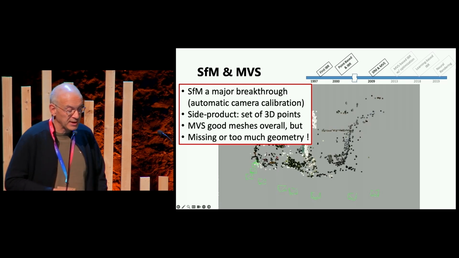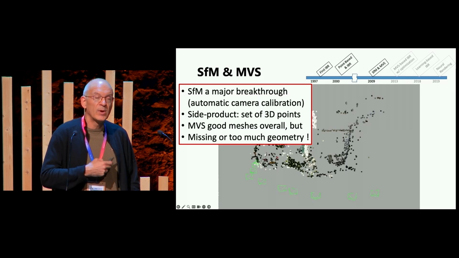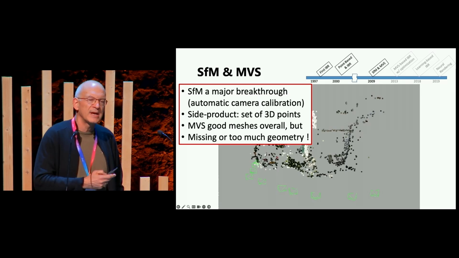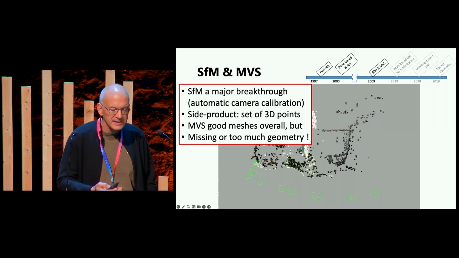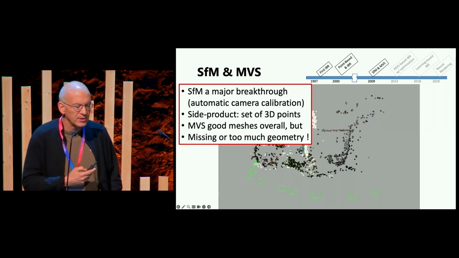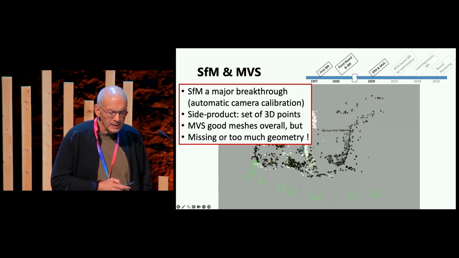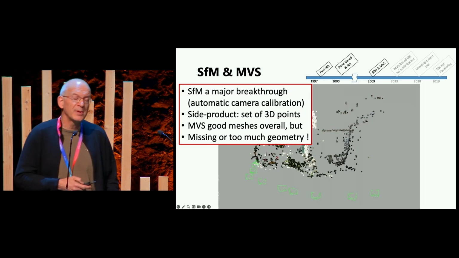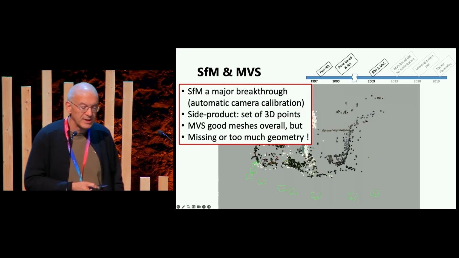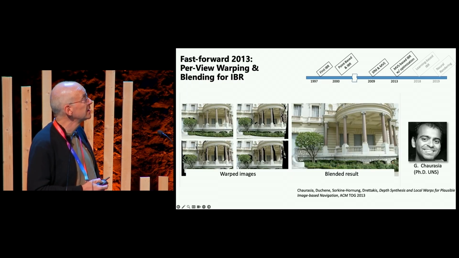So it was a major breakthrough, right? Suddenly, when I saw this, I said, wow, this is great. We can actually create content easily. And we worked quite a bit on using these techniques. But there was this problem of too much or missing geometry that we needed to deal with. So how did we decide to deal with this?